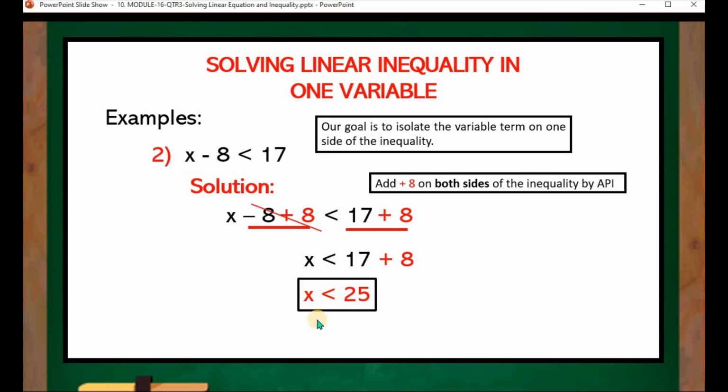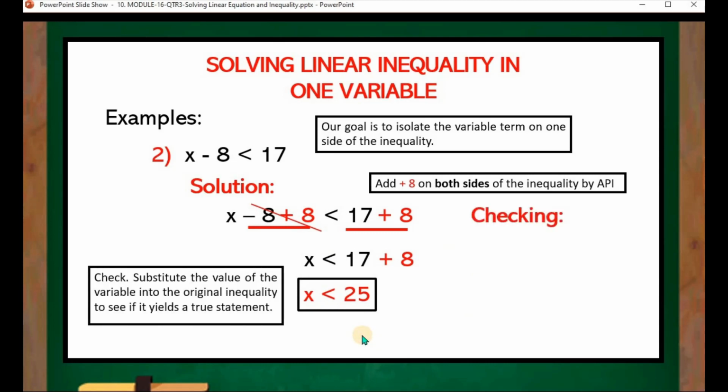O, ano namang ibig sabihin nun? Hindi sa 25 ang solution dito ha, but ang solution natin dito ay yung mga mas mababa kasi x is less than 25. So, ano ba yung mga numbers na mas mababa kay 25? Start with 24, 23, 22, 21, and so on up to negative numbers. Infinite. Ang dami niyang solution. Let's try to check one. Kuha tayo ng isa. Siyempre, 24 na yung kunin natin kasi siya yung pinakaunang mas mababa sa 25. Substitute mo lang siya dito.